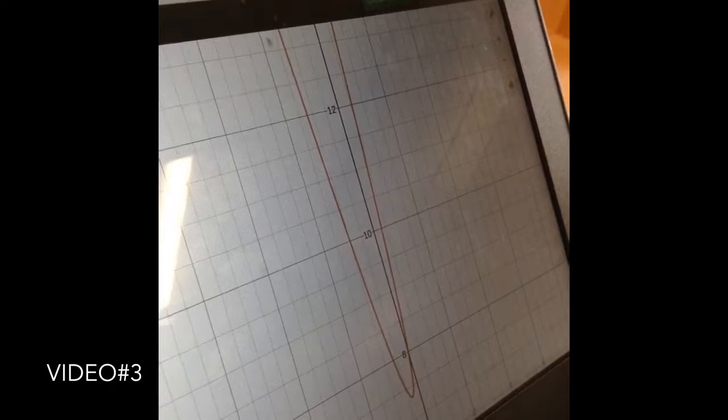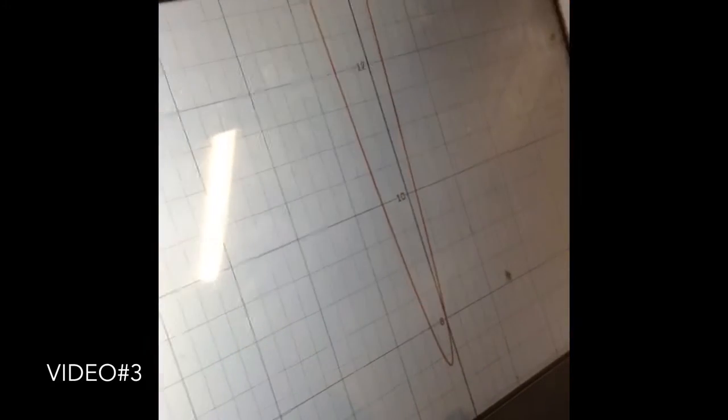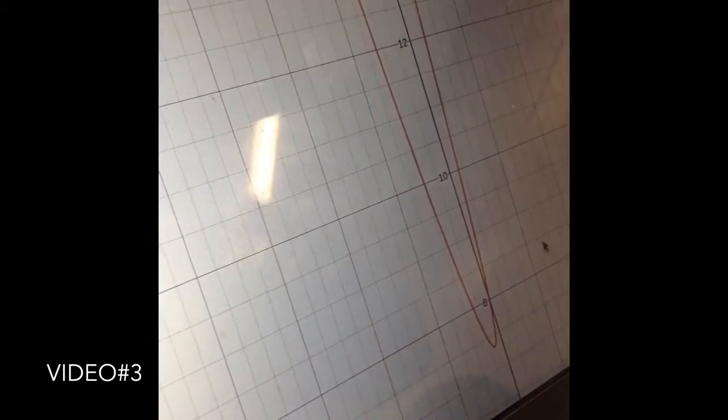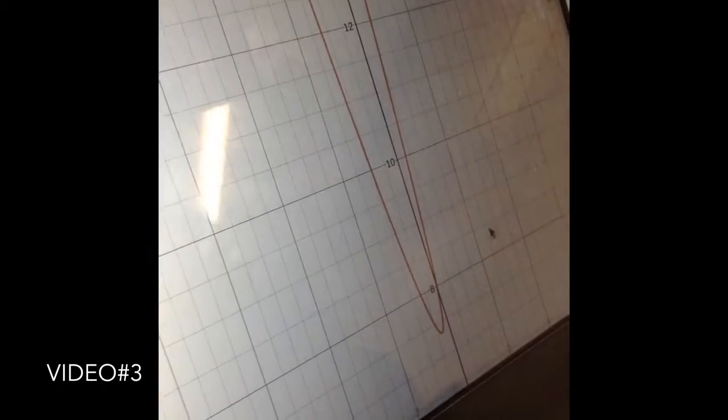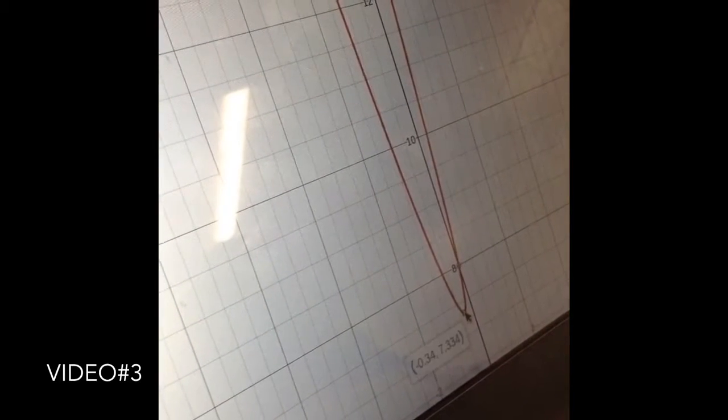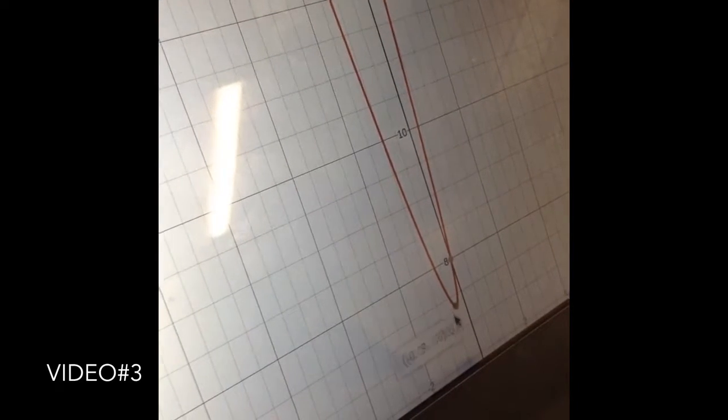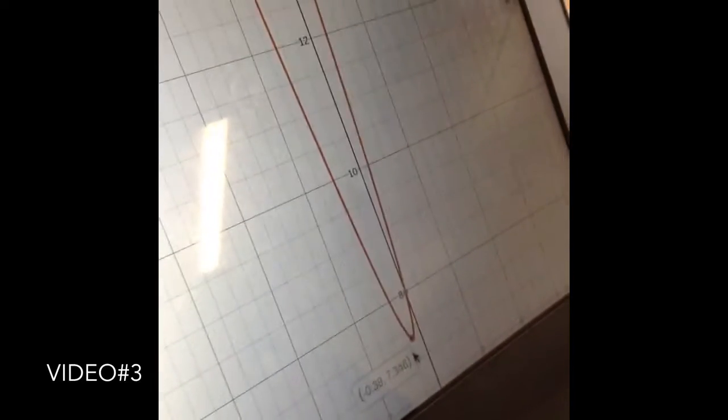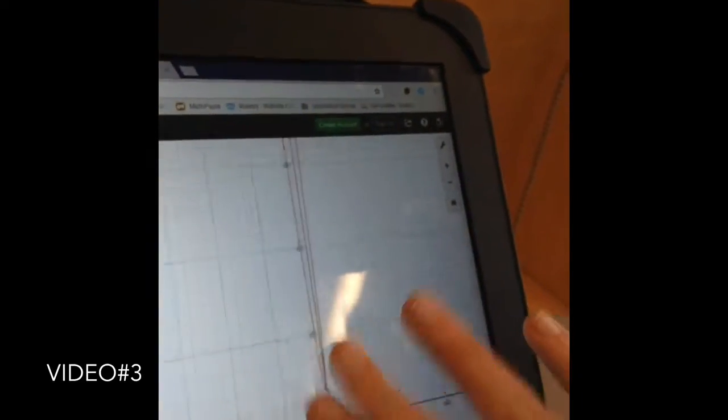So now we're going to talk about domain and range. This parabola has a domain of negative infinity to positive infinity, but its range is 7.333 to positive infinity, because the y will not go below that point. And domain is for x's and range is for y's. That looks like Gaga.